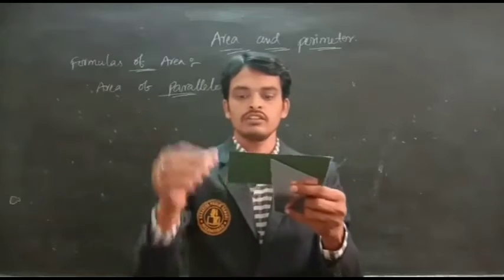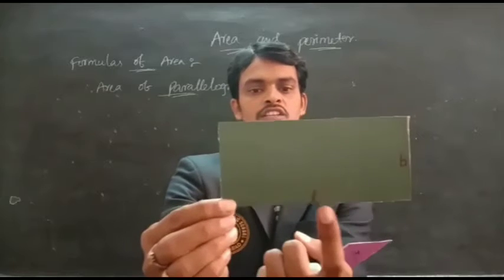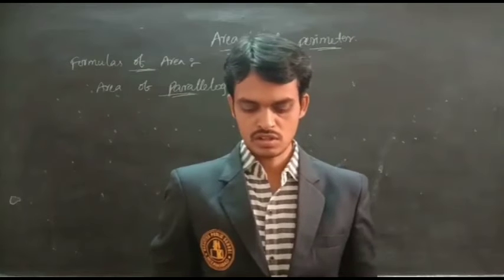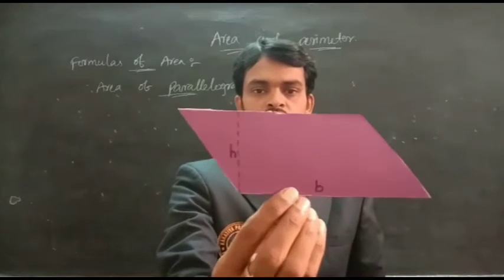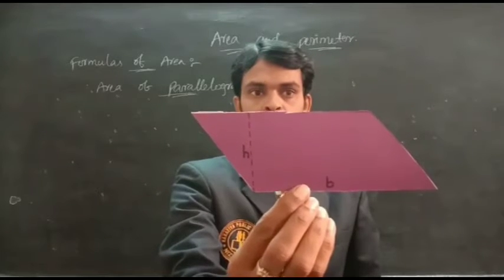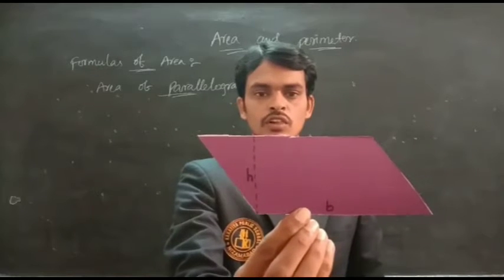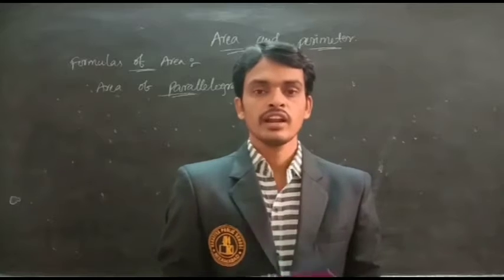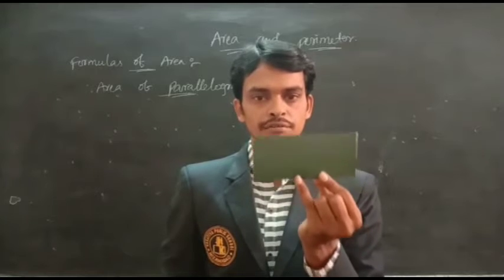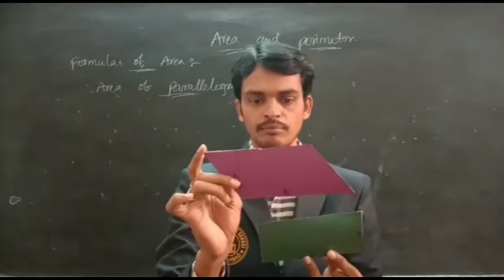Look at this. What is this figure? Rectangle. This is length and this is breadth. So look at this. What is this geometrical figure? Parallelogram. So here I am comparing rectangle and parallelogram. By using the formula of rectangle, we will derive the area of parallelogram.